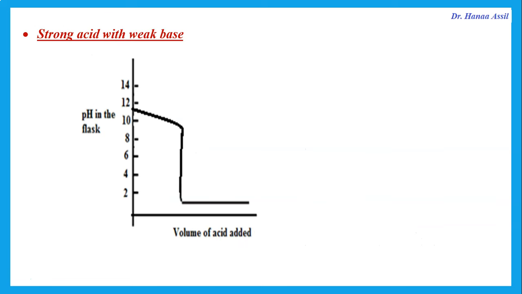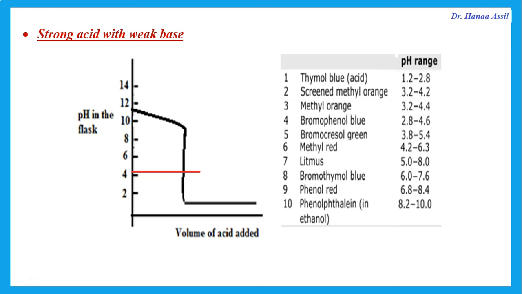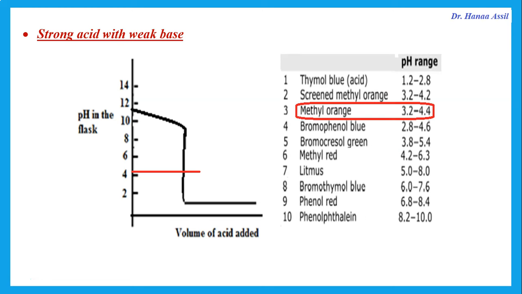If we're titrating strong acid with weak base, that means I'm starting with a pH of about 11 or about 10, then we're using a strong acid, so eventually I will end up at pH 1 or below. Now, where is the equivalence point? It's in the middle of that point, so it's around 4 point something. I look at the table, where is the indicator that changes around that? So that is methyl orange.